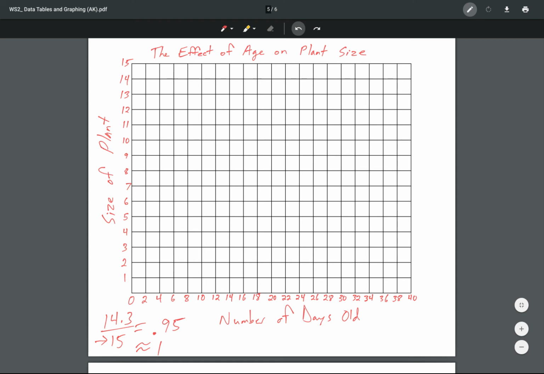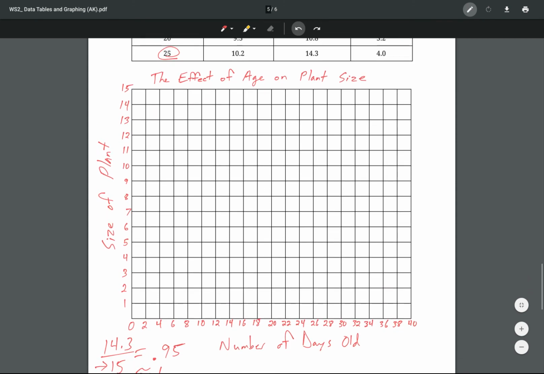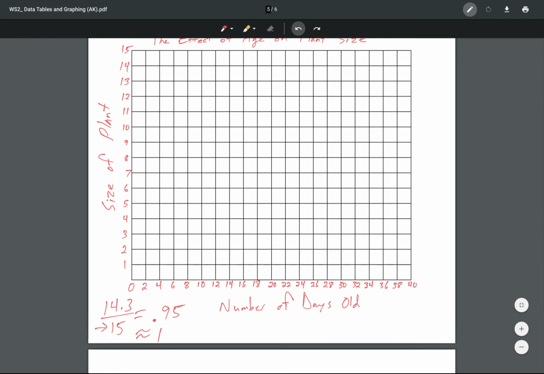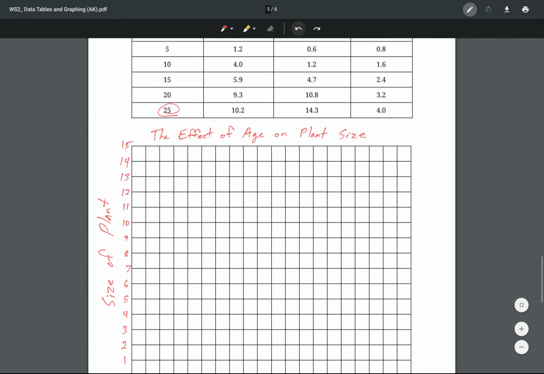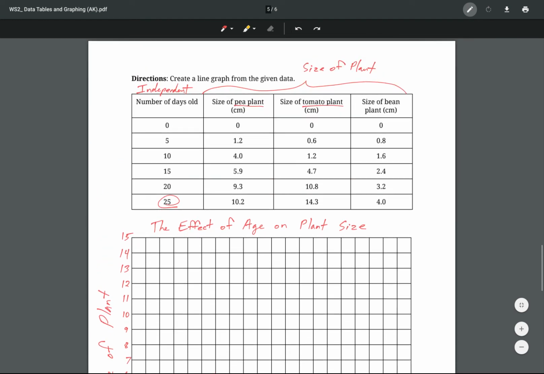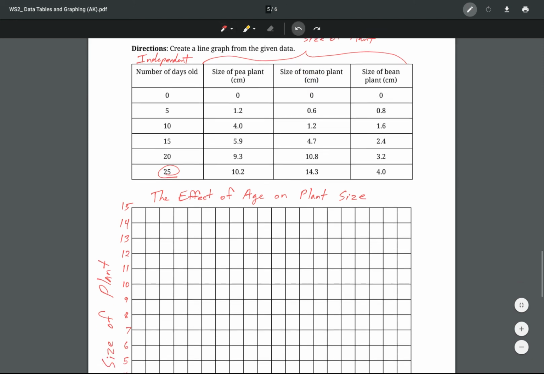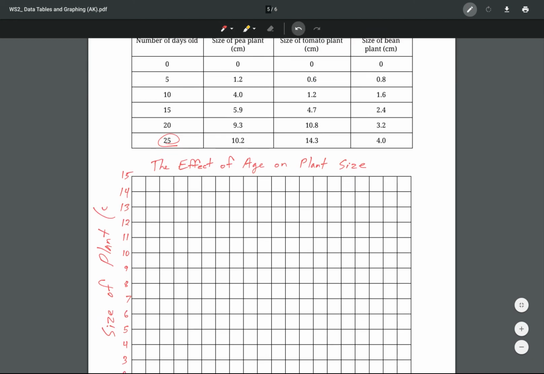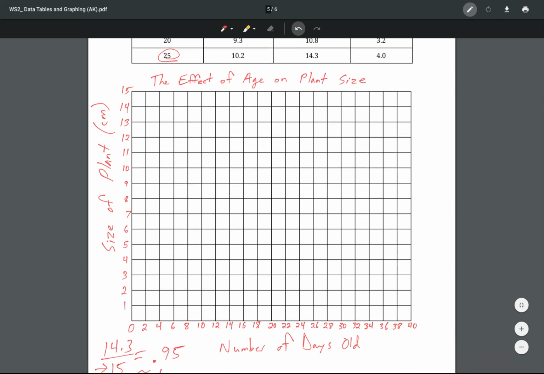And now the last thing I have to do is make sure that my labels on my axes are sufficient. The number of days old already has a unit of measure in it, but my size of plant doesn't have a unit yet. So I have to go up here and look at my table. And since the size of plants is measured in centimeters, I'm going to go and add that to my label of my dependent variable axis before I can start plotting points.